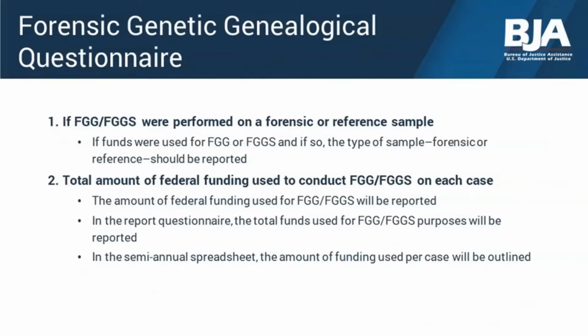The questions on the Forensic Genetic Genealogical Questionnaire, which is prepared every reporting period. The first question is going to ask if grant funds were used for FGG or FGG analysis. If the answer to this question is no, we'll have no further questions for the questionnaire. However, if you do answer yes, that grant funds were used, then you'll be required to go through the rest of the questionnaire. The second question is going to ask about the amount of funding.